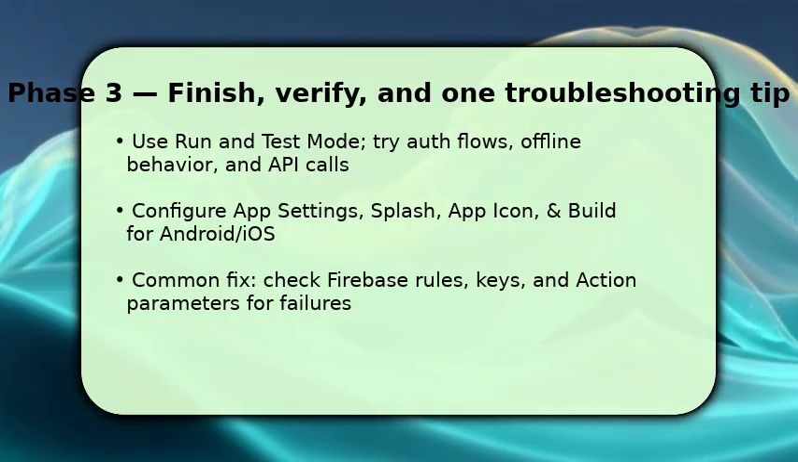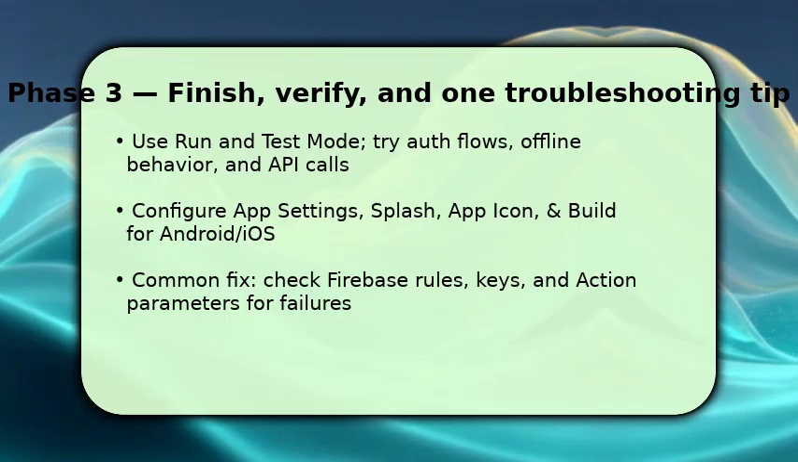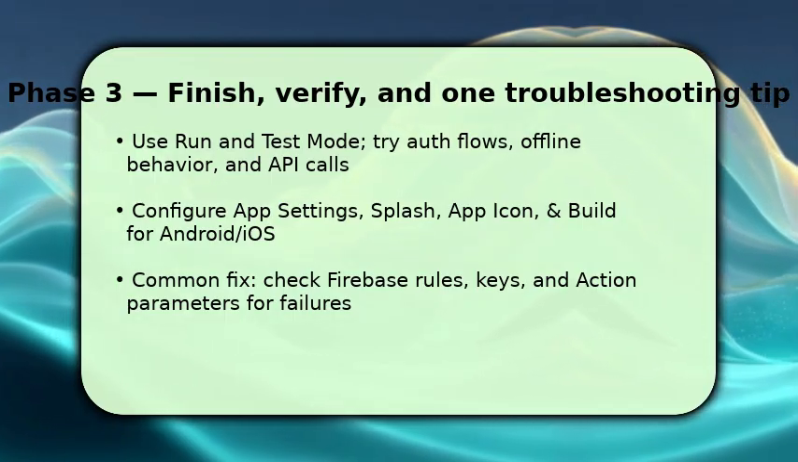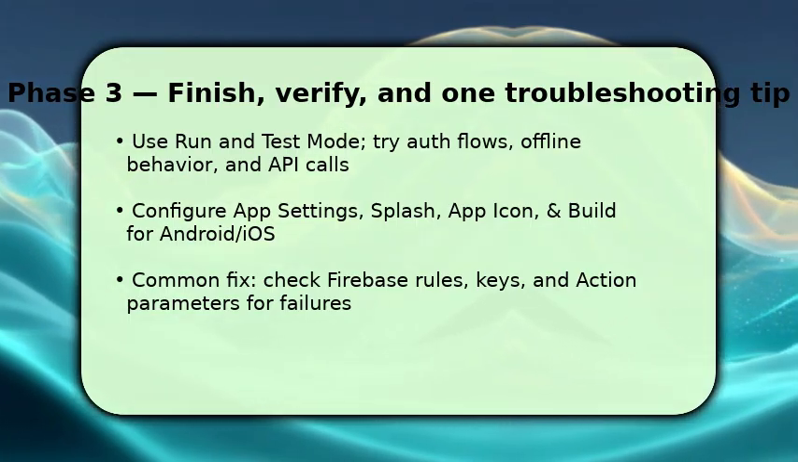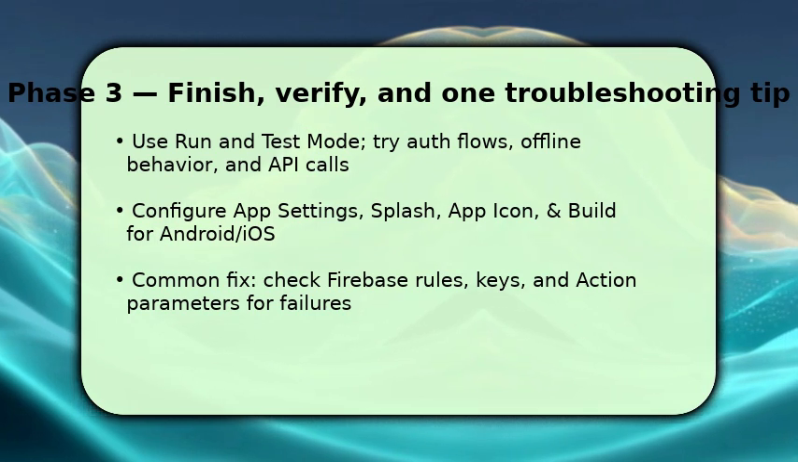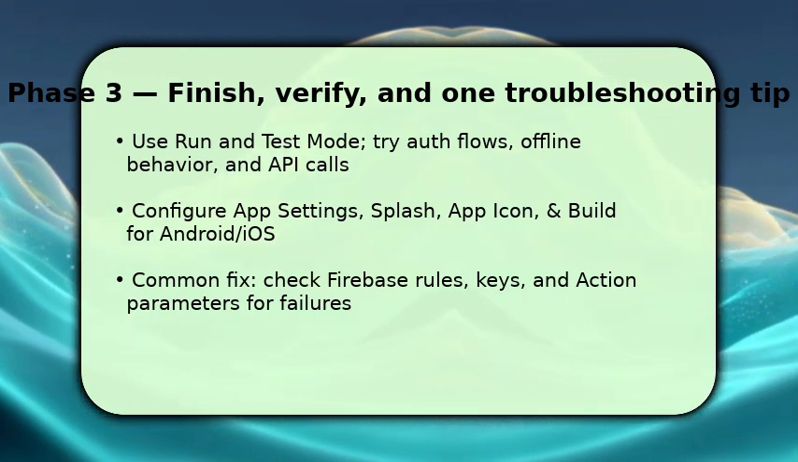If a build fails, inspect Firebase rules, API keys, and action parameters. Often missing permissions or wrong document paths cause errors. Finally, iterate on fixes, rebuild, and once stable, submit to stores or distribute internal builds.